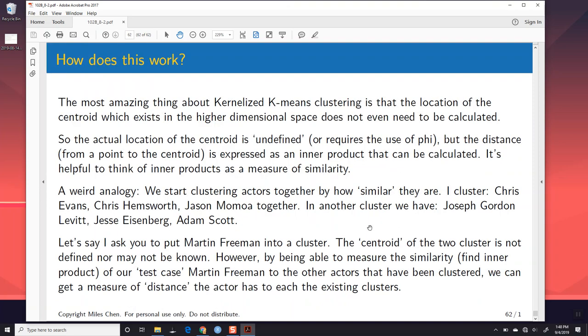Oh yeah, here's the... These are the actors I was thinking of. Okay, Chris Evans, Chris Hemsworth, Jason Momoa. So these are like big muscular action movie stars, right? They have no problem showing their bodies off, right? Okay. And then we got Joseph Gordon-Levitt, Jesse Eisenberg, Adam Scott, and they're typically, I don't know what roles they play, but they play different kinds of characters, right?